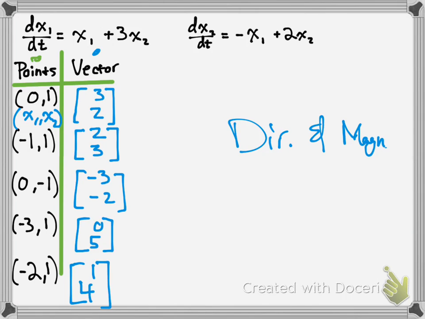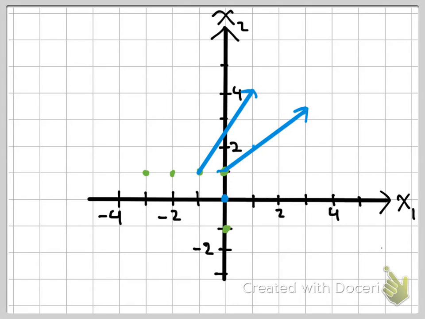Okay, next one. We have 0, -1, and we're going -3, -2. So 0, -1 is here. And we're going -3, -2. So -3 would be 1, 2, 3. That could actually be down here. And then, was it -2? So 1, 2. And your vector would be in this direction. Boom.